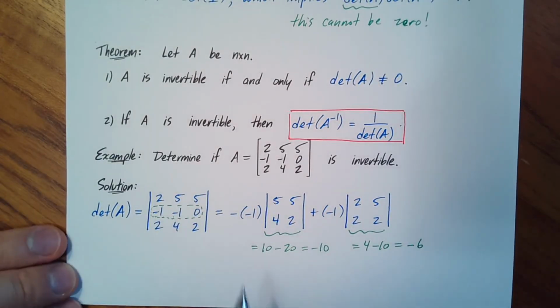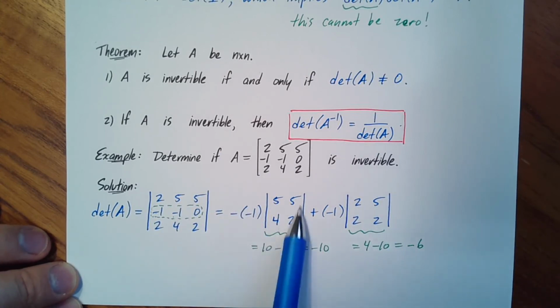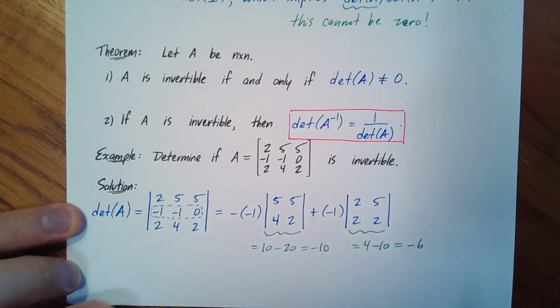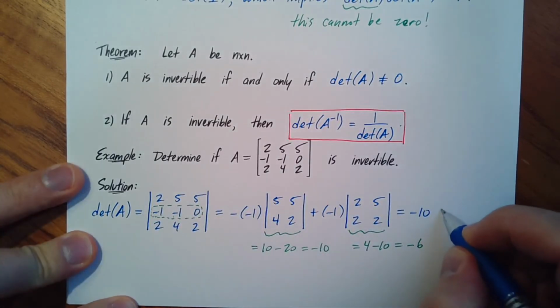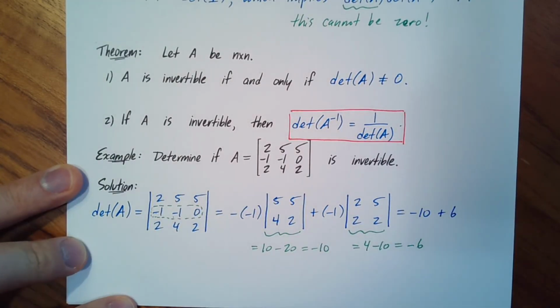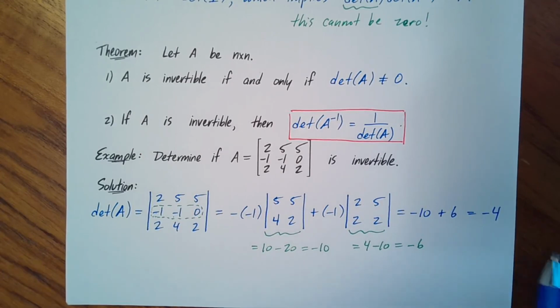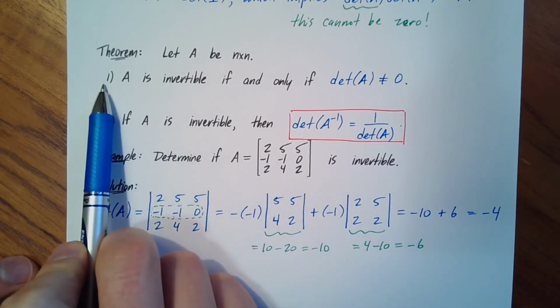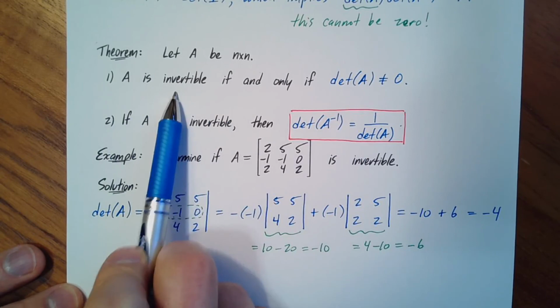So what do we get in the end? This is -1. This is all just the same as +1, right? So this whole first term is just +1 times -10. So we're going to get -10 for the first term. And then the second term, we've got -1 times -6. So that's going to be -10 plus 6, right? Which is -4. And we actually didn't really care about the exact number. The only thing we really cared about is whether or not this determinant works out to 0. But it didn't. It gave us -4. So by the first statement in theorem 1, our determinant is not 0, which means the matrix A is invertible. So that's how we can do this.